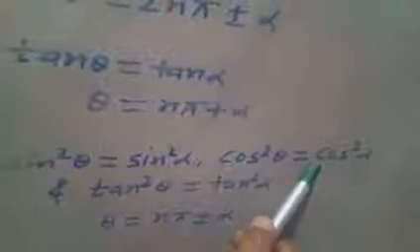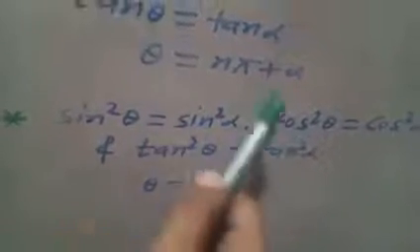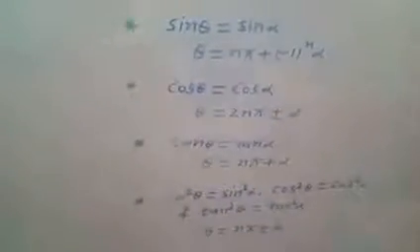If sin square theta is equal to sin square alpha, cos square theta is equal to cos square alpha, and tan square theta is equal to tan square alpha, then the solution will be theta is equal to n pi plus minus alpha for each one of them. Now we are going to discuss how these formulae come.